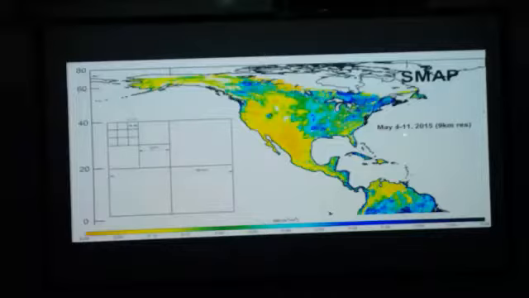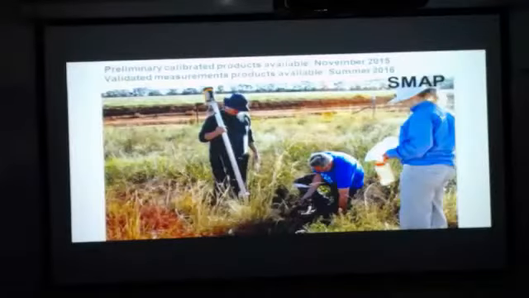So they're still on what they call calibrating the data and validating the data. Right now, for example, they're calibrating data. This is a picture from Australia. So they have a schedule for releasing the data by November of this year, and validated measurements available next summer. And remember, it's going to be a 3-year mission, or 36 months.